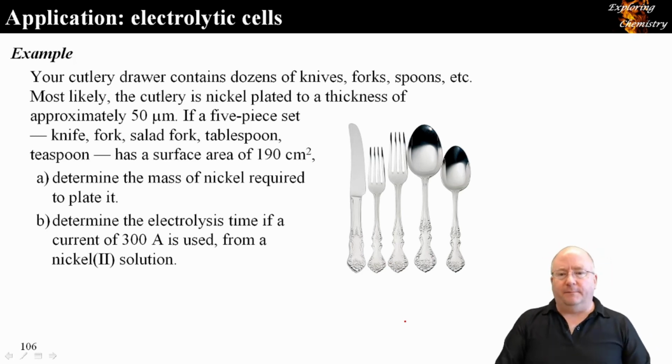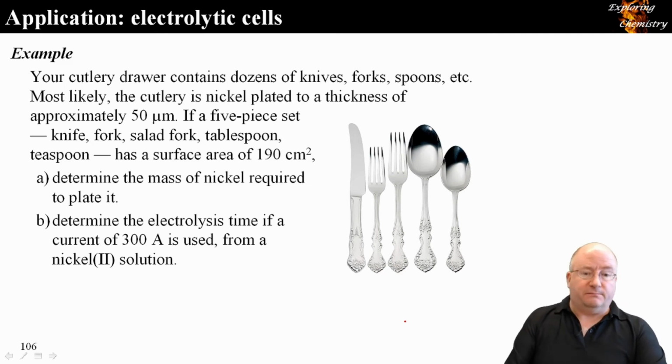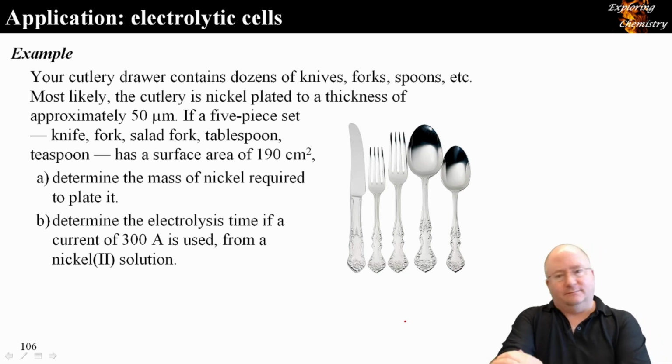And so in this final example, we are electroplating a 5-piece dinner set. It has a surface area of about 190 square centimeters, and we want to determine both the mass of nickel required to plate it and the electrolysis time if you use 300 amps in the electrolysis process. The answer to these questions, if you'd like to attempt them, is that it takes about 8.5 grams of nickel to do the plating, and it takes a whopping 93 seconds for that electrolysis to be complete. Then the finished utensils are taken and run through a bulk polisher and packaged up, and you are able to buy them. Away you go.